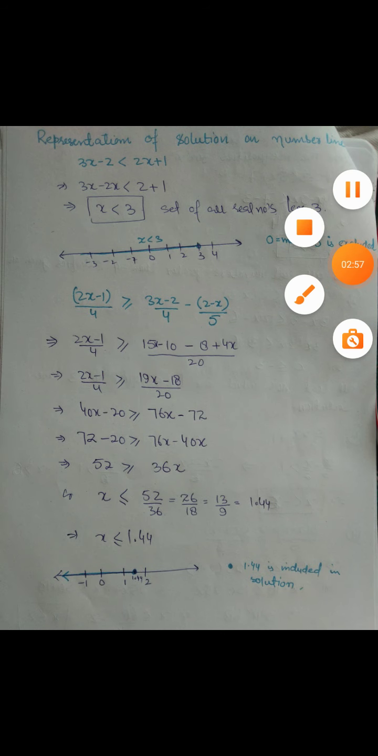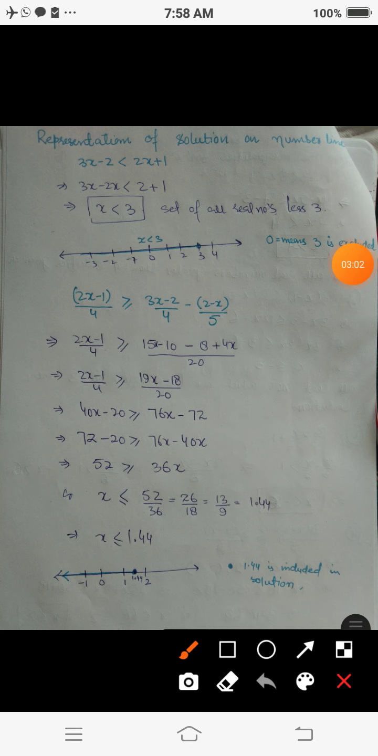Now the second part: we have to represent the solutions on the number line. Consider 3x - 2 < 2x + 1. After solving by the previous method, it is x < 3. So the solutions for this inequality are all real numbers less than 3, but we have to represent these solutions on the number line.